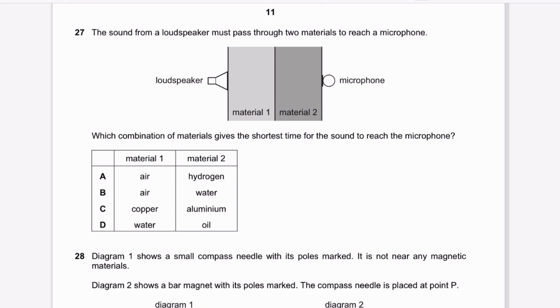Question number 27. The sound from a loudspeaker must pass through 2 materials to reach a microphone. Which combination of materials give the shortest time for the sound to reach the microphone? Now do you know what kind of wave sound is? It's a material medium wave. So it requires a higher density of medium for it to be faster. The higher the density of the medium, the higher the speed of sound waves, because it's a material medium wave. So air versus copper versus water, obviously copper will be the densest of all the materials. And over here we have obviously aluminum, which is a metal. So the answer for 27 will be C.